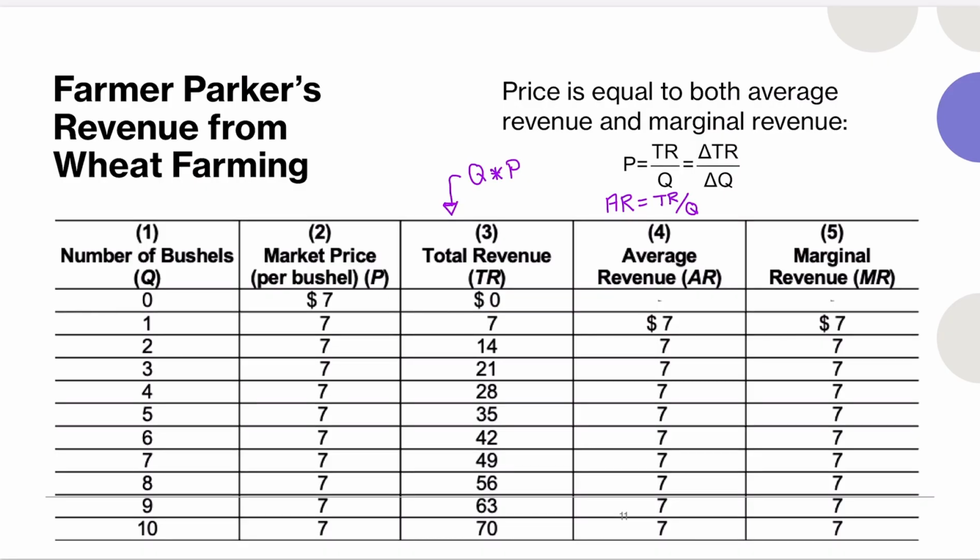And again, for our marginal revenue, we get change in total revenue divided by change in quantity, which again gives us 7, because for a perfectly competitive firm, price is equal to both average revenue and marginal revenue. But it is incredibly important that you note that this is only for perfectly competitive markets.